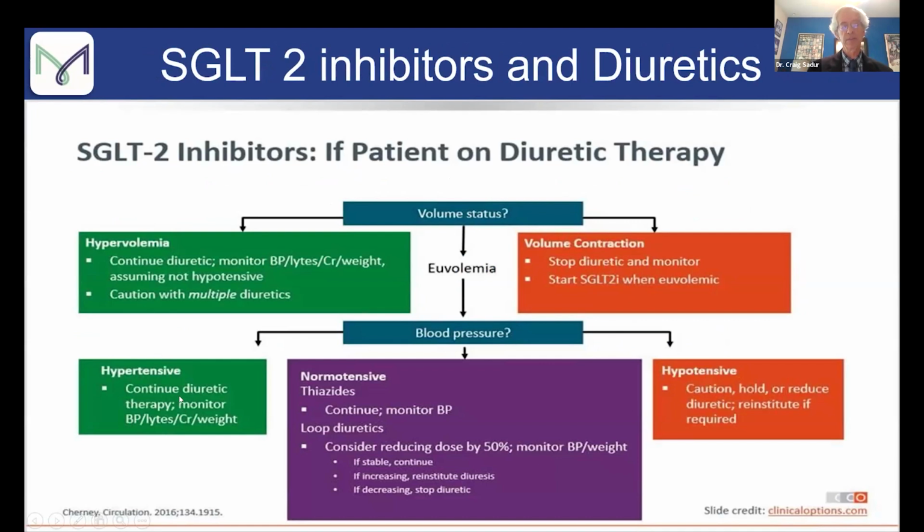If they're hypertensive, keep the diuretic going. If they're normotensive on thiazides, keep it going, but monitor the blood pressure. If they're on loop diuretics, consider decreasing that dose, but of course monitor. And if they're hypotensive, then you definitely want to approach that first before adding on more drugs.